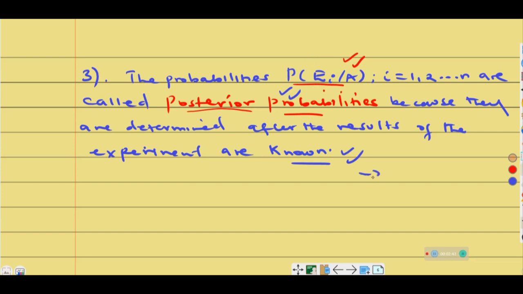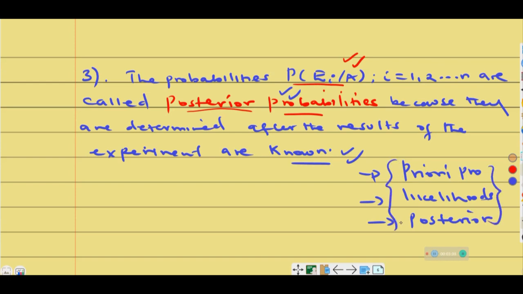So we have got three kinds of probabilities. The first one was called a priori probabilities. Then we have got the likelihoods, and we have got what we call the posterior probability. So these are three different probabilities that we obtain depending on whether we have the information before or after we have obtained the results from the experiment.